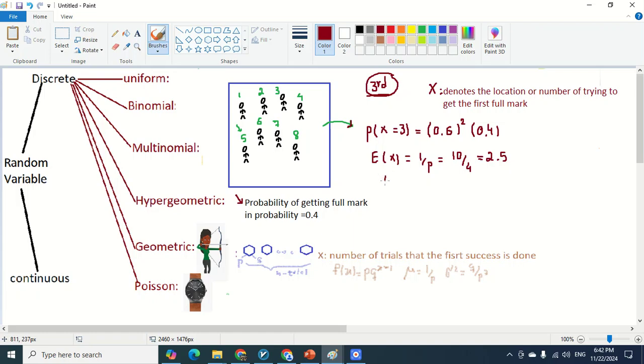And the sigma square as well, the variance of this random variable, is equal to q over p square. So it will be q over p square, or you can replace q by 1 minus p as well. So the q over here is 0.6, and you should divide that value by 0.4 square. So it will be the variance of this random variable, and you can see how we can use that type of distribution to calculate these values.